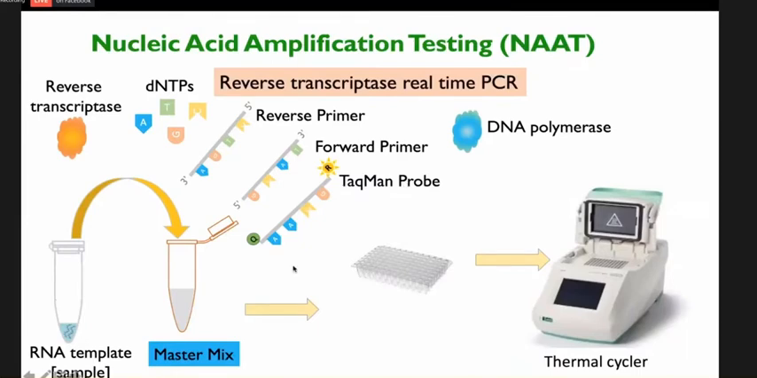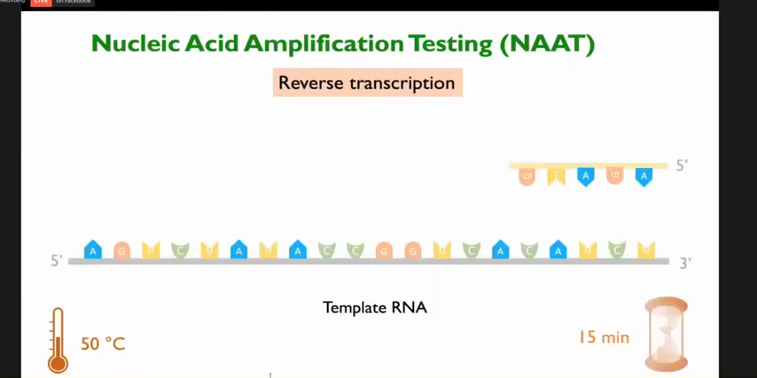In this step, the master mix is used, which is pre-mixed with a concentrated solution consisting of reverse transcriptase, nucleotides, reverse and forward primers, TaqMan probe, and DNA polymerase. Finally, to complete this reaction, the RNA template is added. Then the PCR mixture is loaded into the PCR plate and placed in the PCR machine, which is essentially a thermocycler. So the first step in RT-PCR is the reverse transcription.